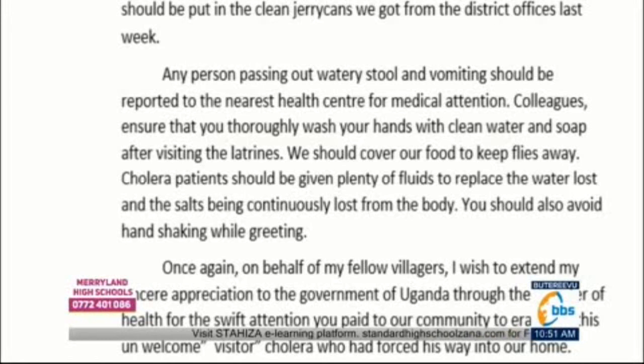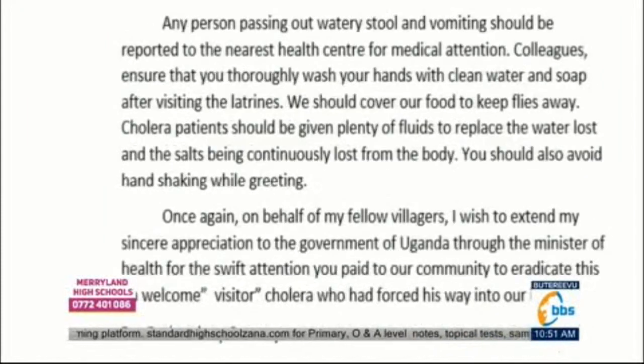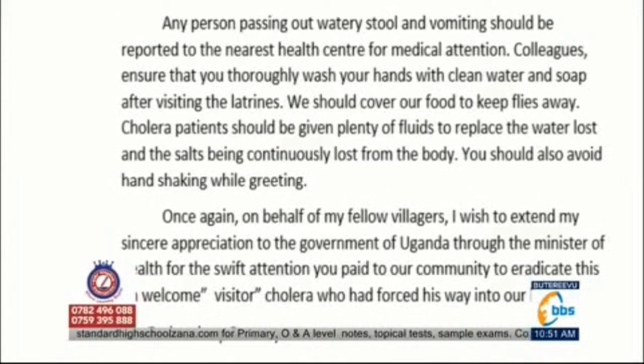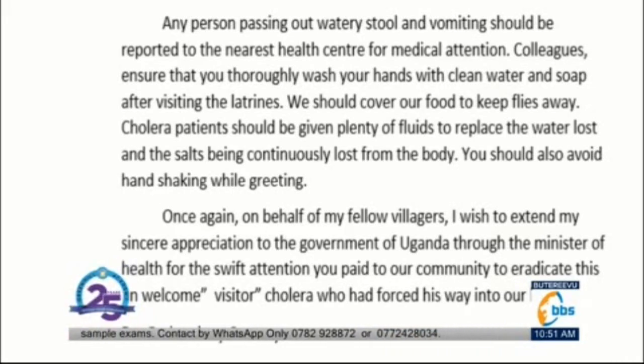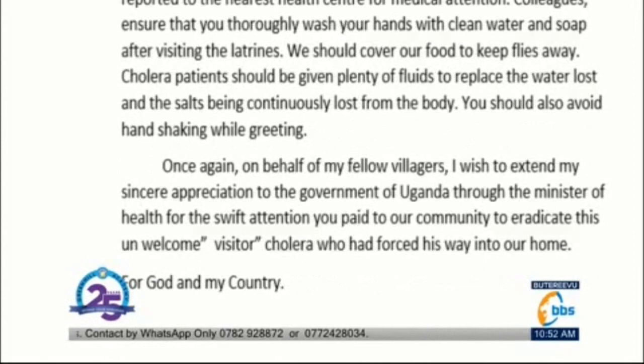Once again, the last paragraph: "On behalf of my fellow villagers, I wish to extend my sincere appreciation to the government of Uganda through the Minister of Health for the swift attention you paid to our community to eradicate this unwelcome visitor, cholera, who had forced his way into our homes. For God and my country." So that is the speech that the district health inspector has given us.